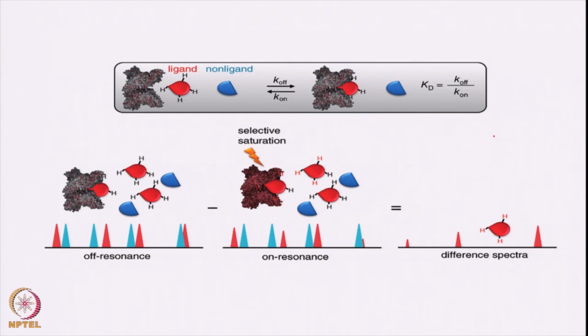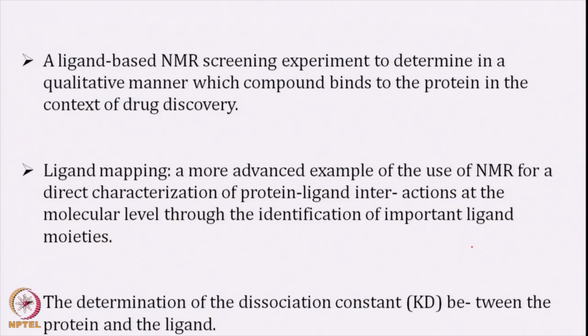So what we learned: in the protein-ligand interaction, if this ligand is interacting, and this is a non-binder, there is a K on and K off, this ligand binds to the protein, and there is a Kd, K off by K on. So now what we are doing: off resonance, all the peaks will appear from all the ligands. Now if you saturate, the effect of this saturation is transferred to the binders and you see some of the peaks have a different intensity. You take the difference spectrum, and that is given by these protons of the binder. That is what we looked at.